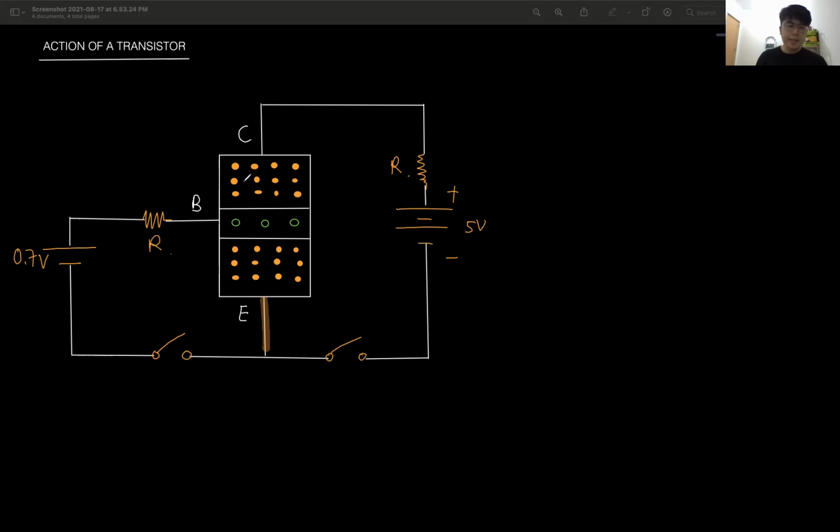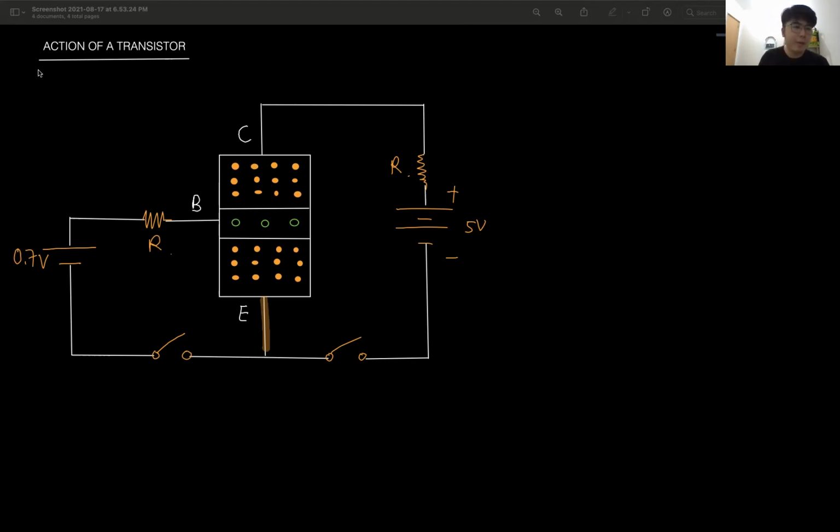Two circuits connected to a transistor. Okay, how does the transistor amplify? Now we will look at how the transistor works by amplifying the current. Here we have two circuits, right? Now I want you to know that of these two circuits, one is connected in forward bias, another one is connected in reverse bias. Do you still remember your forward bias or not?